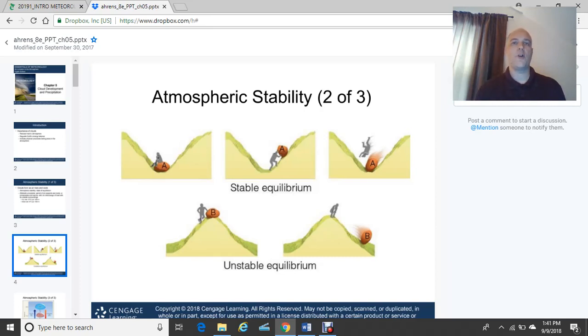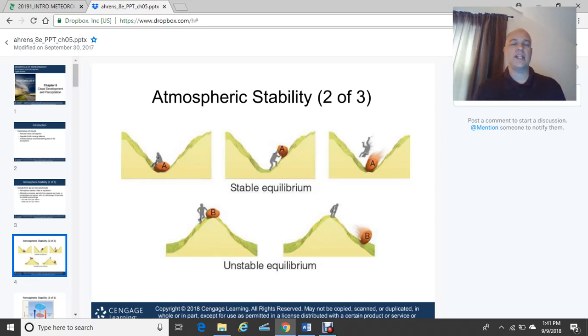Now if I move over one to the right, the image to the right of the one on the upper left, so the upper middle picture there, you see the gentleman trying to push the air parcel labeled A up the hill. And as soon as he releases that, basically that parcel goes right back to where it started at A. So that represents stable equilibrium all along, those top three pictures.